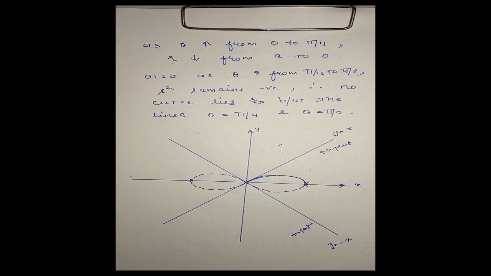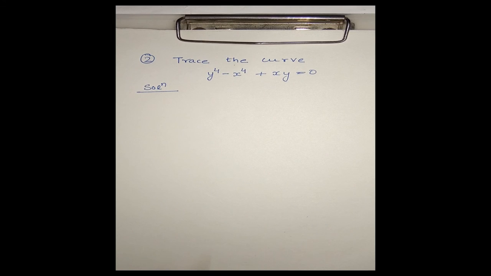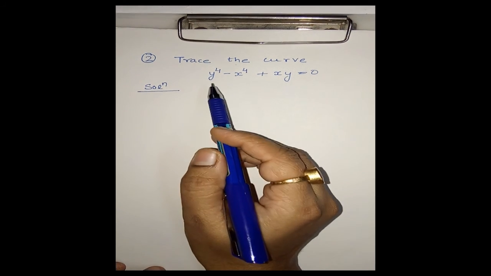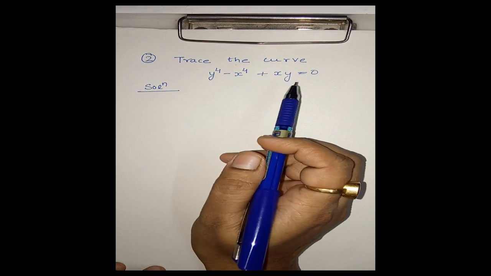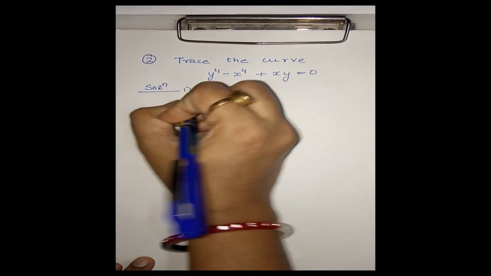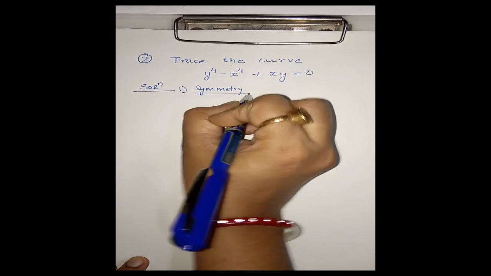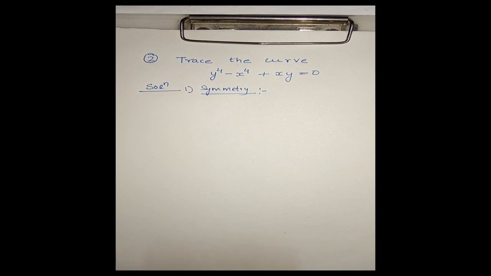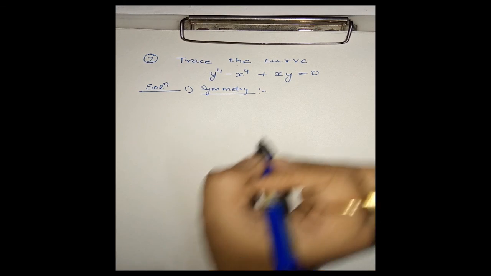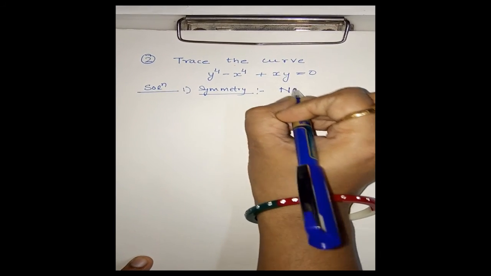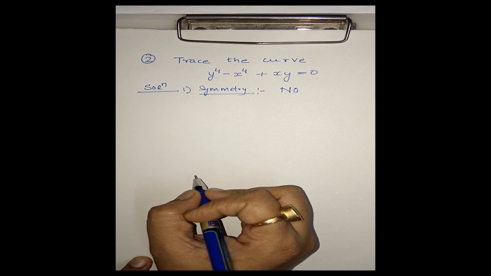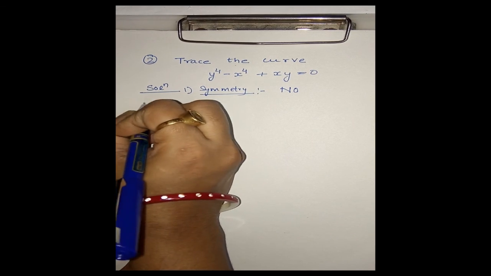Okay, now we come to the second question. Now we consider the second problem. Trace the curve y^4 minus x^4 plus xy is equal to 0. First step is symmetry. Since everywhere the power of y is not even and the power of x is also not even, this particular curve has no symmetry, neither with respect to the x-axis nor with respect to the y-axis.